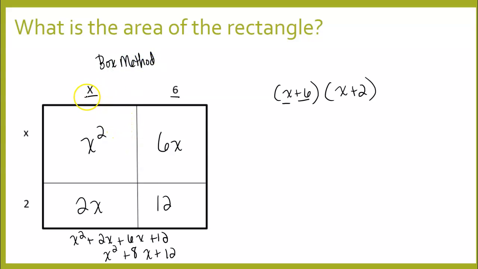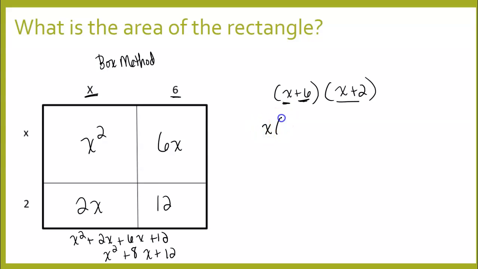You draw a box with the same number of rows and columns as you have terms, and then you multiply the corresponding terms. So x times 6, 2 times x, and 2 times 6. You will likely more frequently use the distributive property. Notice we now have two things in front of our parentheses. Essentially now we're using the distributive property twice.